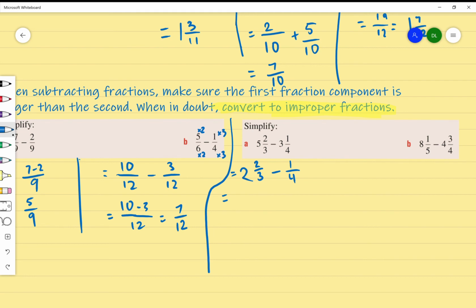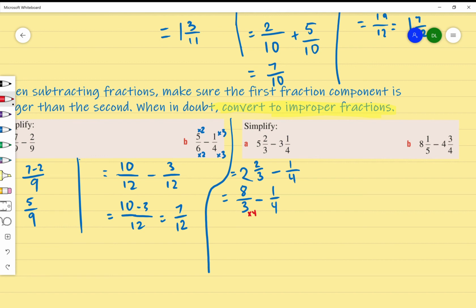To do that, I'm thinking, well, 2 times 3, so these two numbers multiplied together gives me 6, and add that to the top, so 6 plus 2 gives me 8. 8 over 3. Take away 1/4. Now, we know that the lowest common multiple is 12, and we know that from earlier. So I'm thinking, well, 3 times what gives me 12? Well, times by 4.